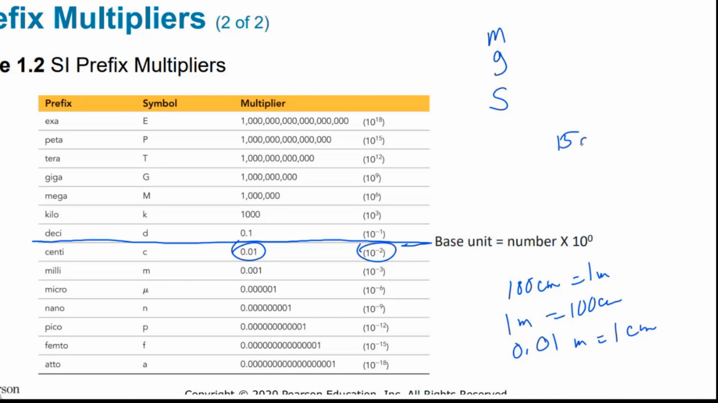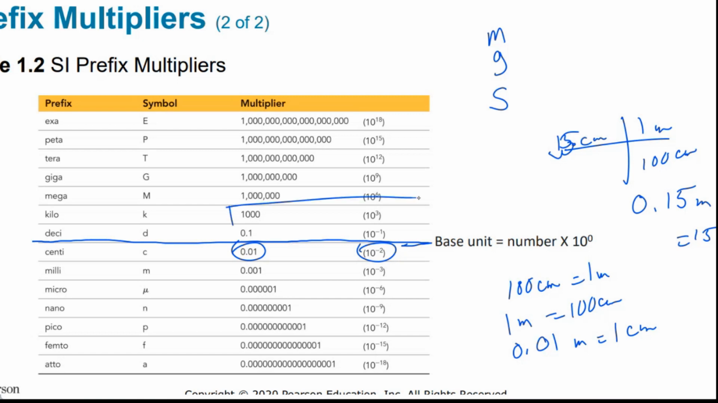So I've got 15 centimeters, and 100 centimeters is 1 meter. So my decimal point would be here. I'm going to move it 2 places to the left. So 0.15 meters is equal to 15 centimeters. Okay. So basically we use these prefix multipliers as decimal places, as conversion factors, and we can move our decimal place to convert from one unit to the next.